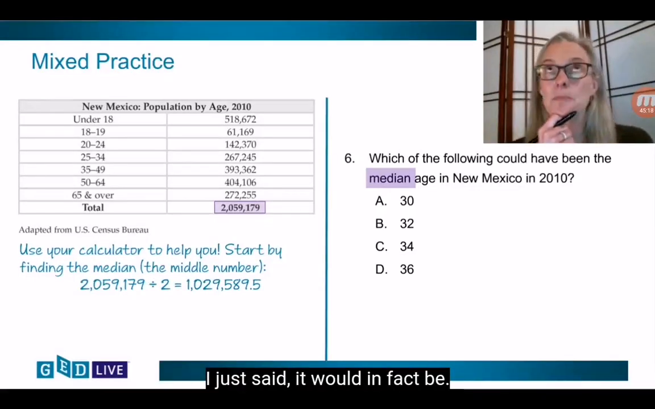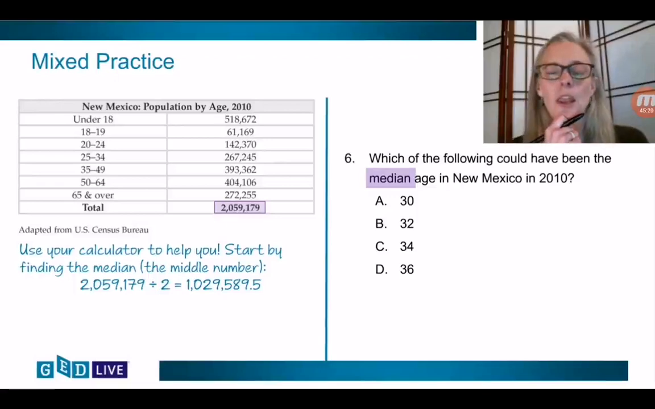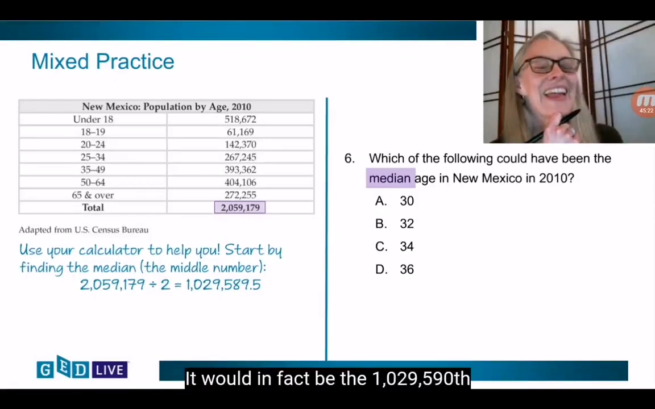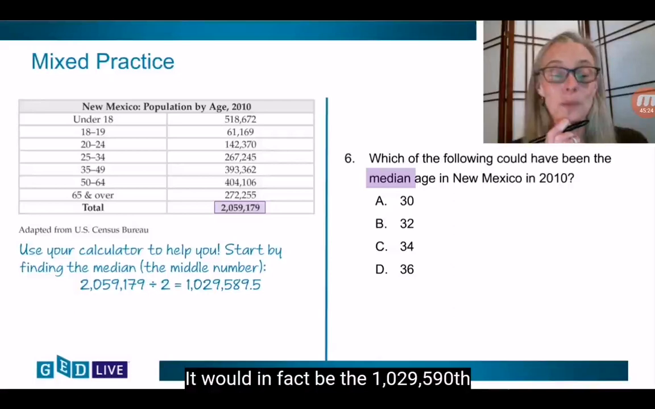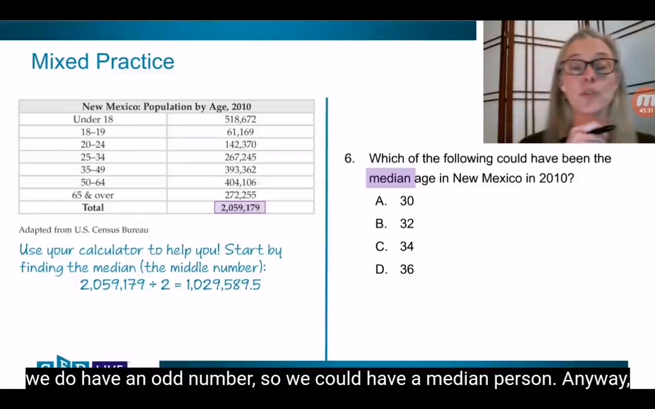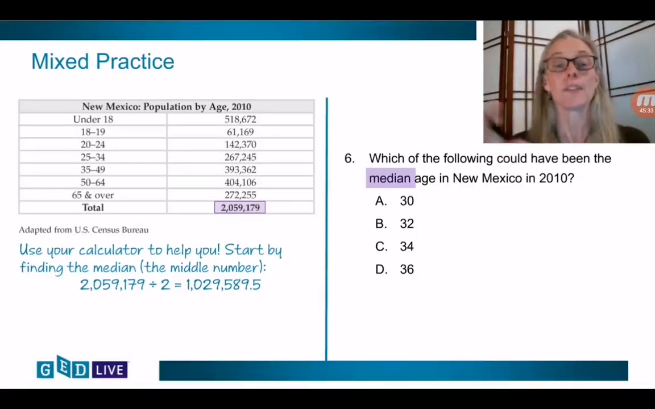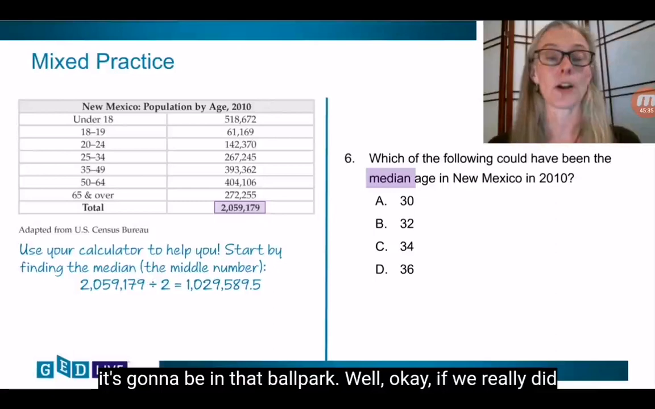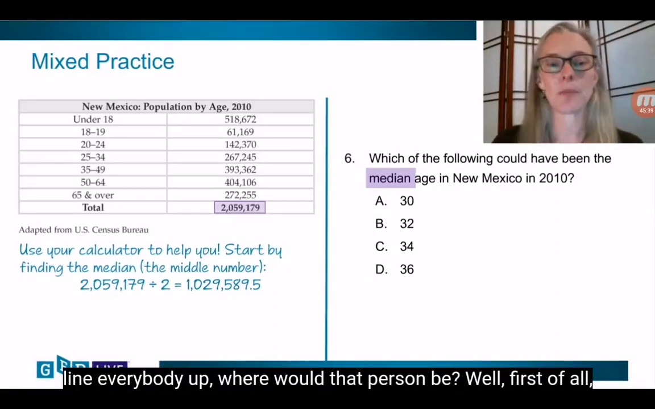It would in fact be the 1,029,590th person who would be the median person, because we do have an odd number, so we could have a median person. Anyway, it's going to be in that ballpark. Well, okay. If we really did line everybody up, where would that person be?